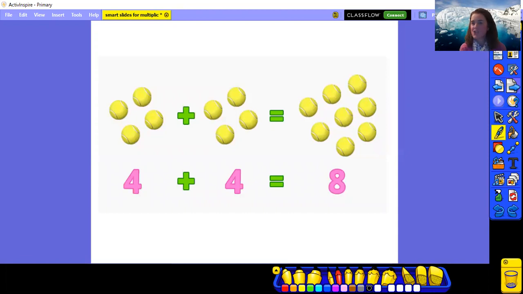Okay, so this is just showing you what it means to double a number. So we've got 4 tennis balls, and if I double the number of tennis balls, I need to add another 4, and then the total number of tennis balls I have altogether is 8. So when we're doubling a number, we're simply adding the same number on again.